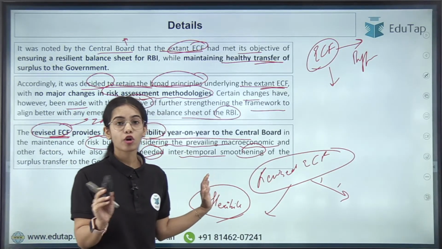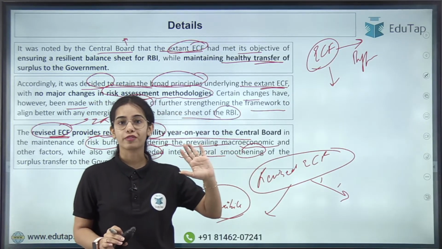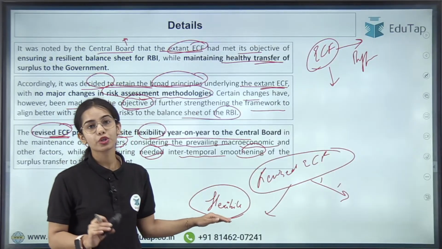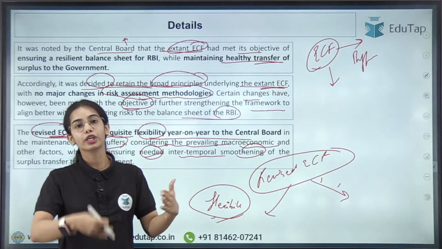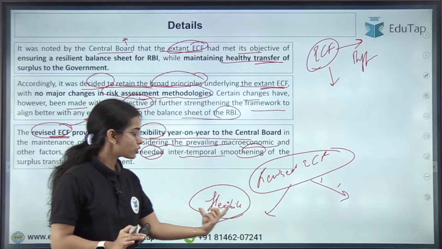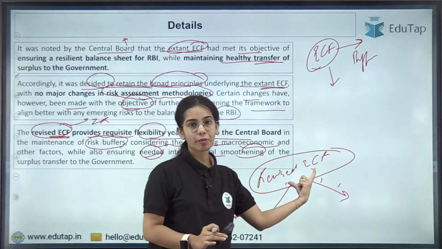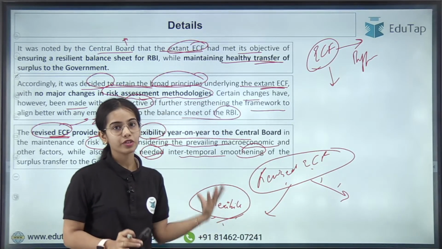You will see, it's not that RBI wants to maintain fewer buffers. Even RBI wants to maintain even more buffers. So there is flexibility that is going to be provided to the Reserve Bank of India according to their understanding. They can maintain more or less of the buffers. The flexibility will be provided as per the revised economic capital framework in regards to the buffers that they maintain.